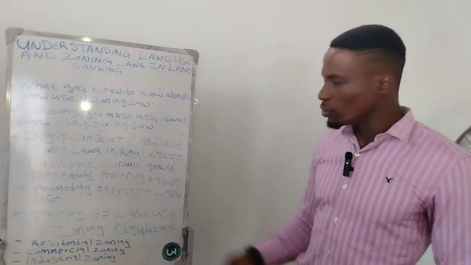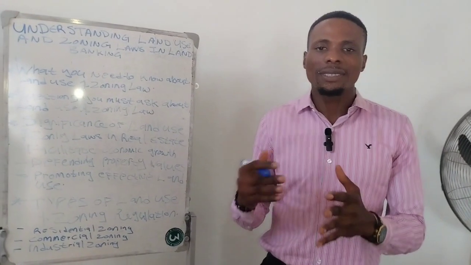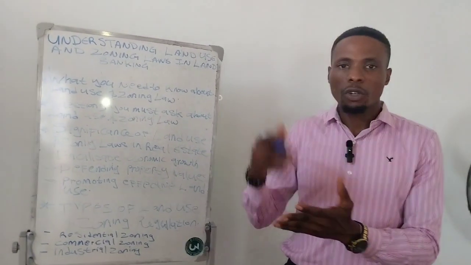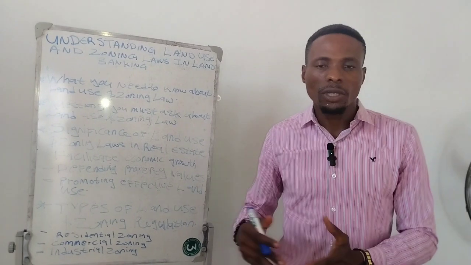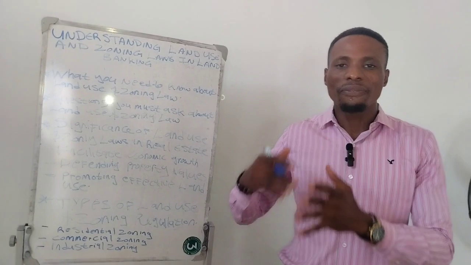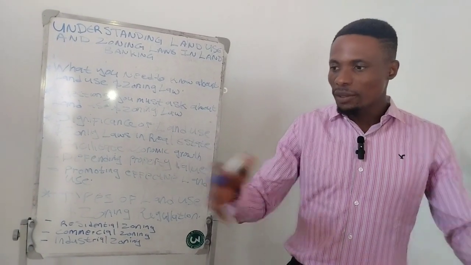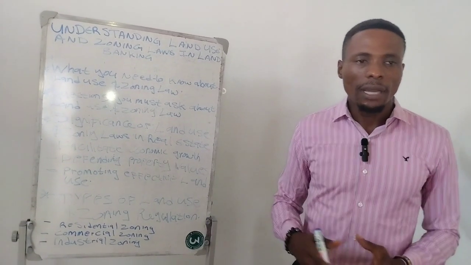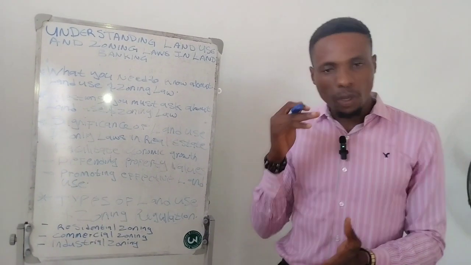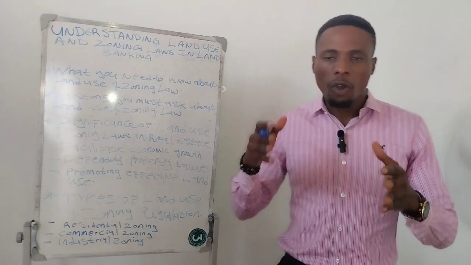Promoting effective land use. Okay, now imagine when you use something for what it is meant for. You're meant to use an agricultural land and you're using it for that particular purpose. Now you are going to do what? You are going to promote its effectiveness. You are going to appreciate the value of that area. You are going to appreciate the economic growth of that particular area. And then imagine in a commercial area, lands are meant for commercial use and you use it for that particular purpose. You are going to do what? You are going to reap the full benefits of that commercial area.